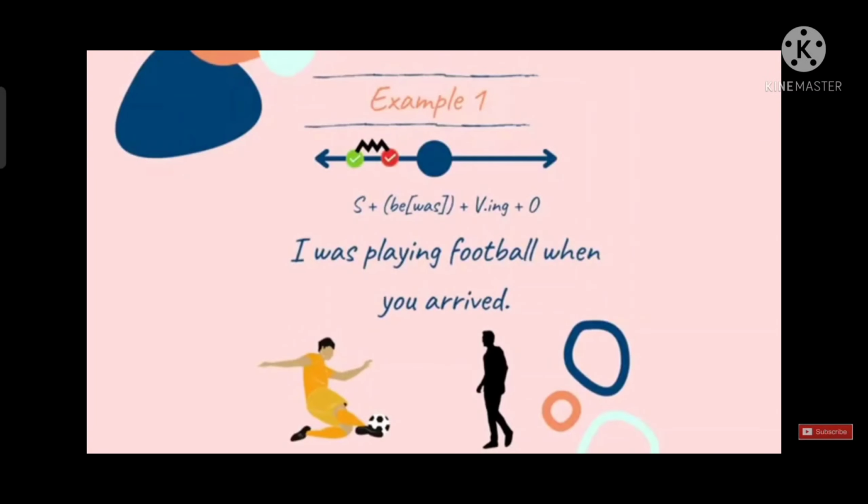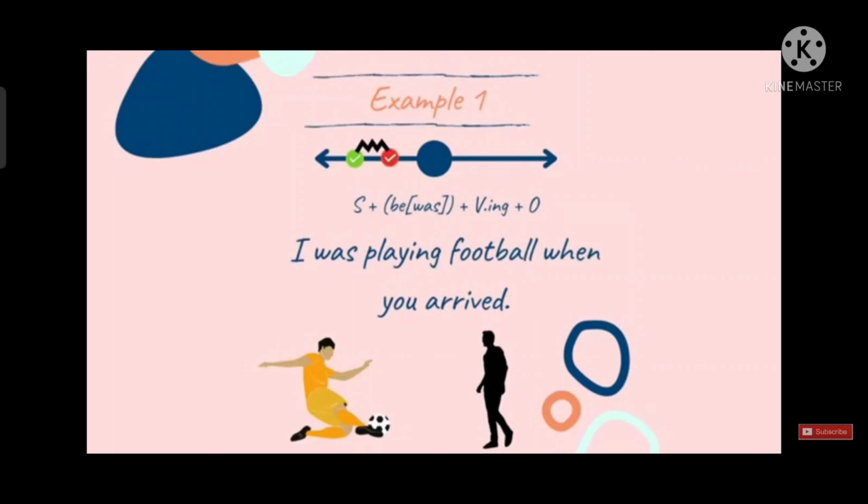I was playing football when you arrived. My activity of playing football was ongoing and it continued until another activity where you arrived. So, in the timeline, it will be shown such that the activity of playing, represented by a green tick, was ongoing, which is represented by swirly line, until another activity of you coming happened, which is represented by red tick.